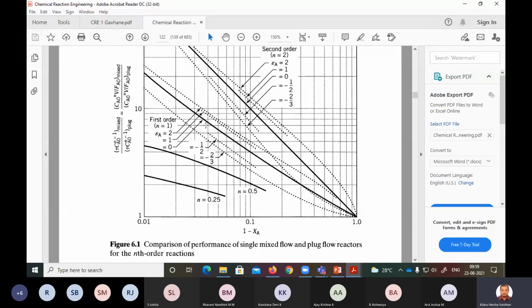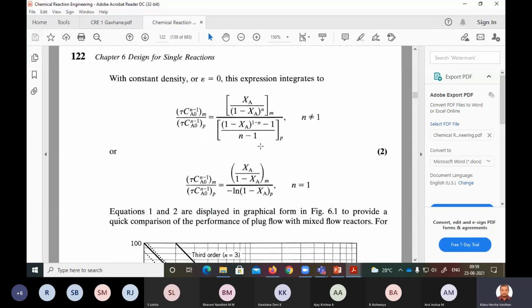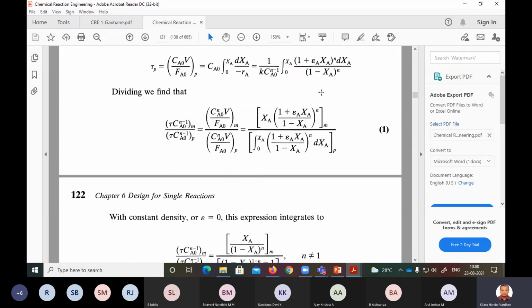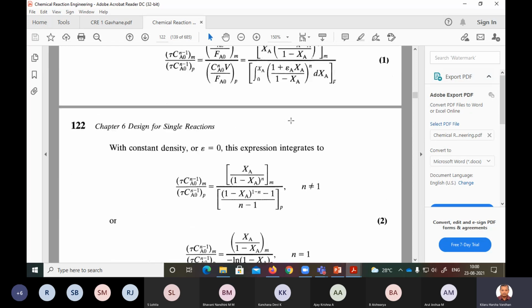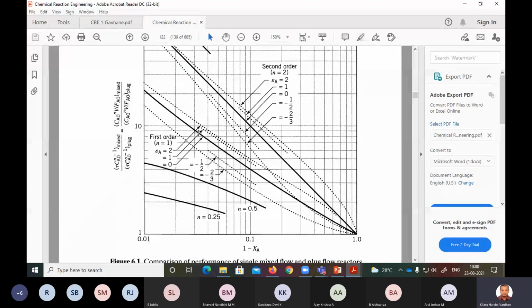Now let us take the order as 1. If the order is 1, this is the expression. In this expression, you put order 1 and you put epsilon A as 0 or epsilon A as 1. So you change your epsilon A from minus 2 to plus 2: minus 2, minus 1, 0, 1, 2. So 5 values you can take. Based on that, if you see here, this is order 0, second order, where epsilon A is 0. As epsilon A is positive, you can see your curve is shifting towards this, all the dotted lines. If epsilon A is negative, this is positive.